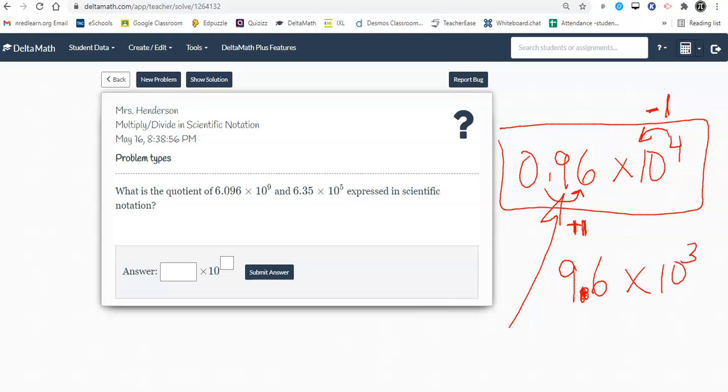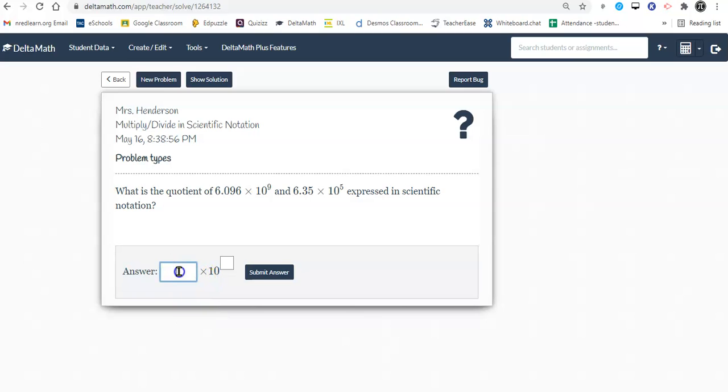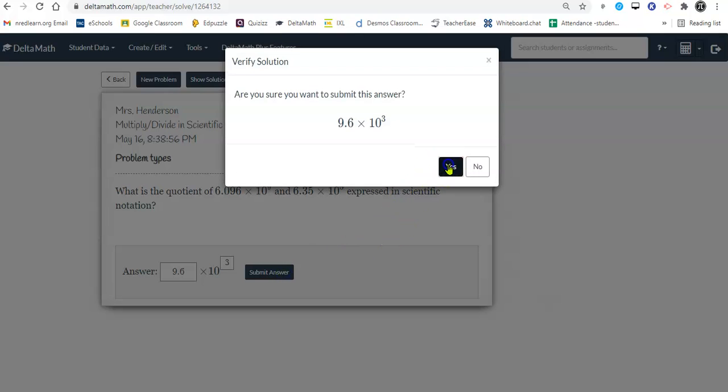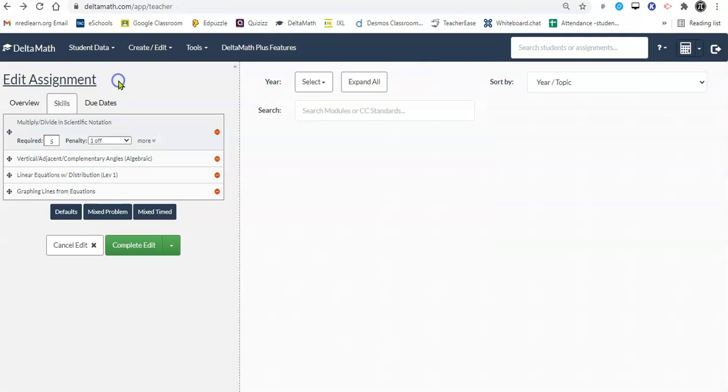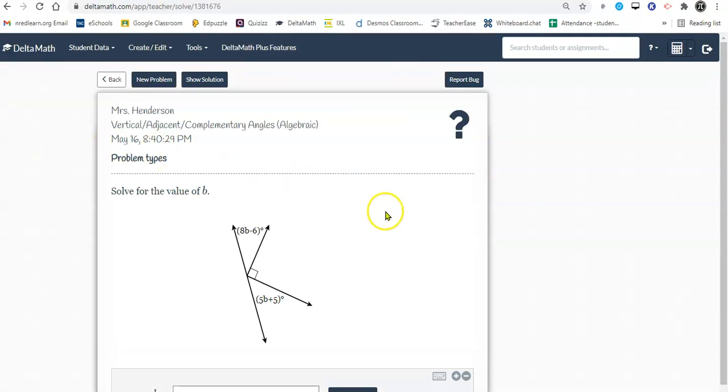Again, when you move the decimal point of your coefficient, you have to move your power of 10. 9.6 times 10 to the 3rd. So make sure you've got a calculator nearby. All right, let's do the second example.